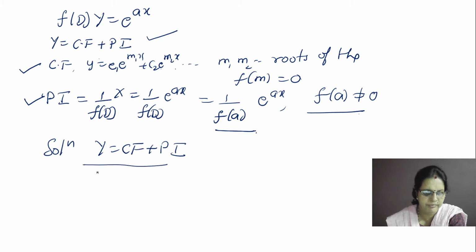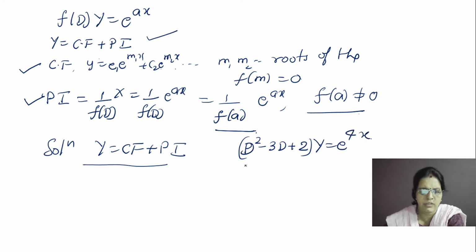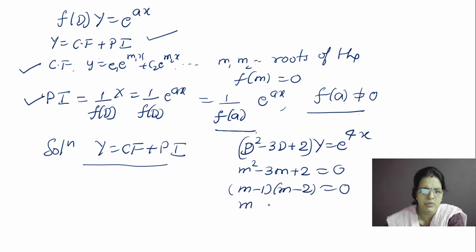Substitute this. For example, we have an equation like this: D square minus 3D plus 2 into y is equal to e power 4x. So when you solve this, this is m square minus 3m plus 2 equal to 0. This is m minus 1 into m minus 2 equal to 0. So m equal to 1 and 2. Therefore, the complementary function is c1 e power 1x plus c2 e power 2x. This is the complementary function over.